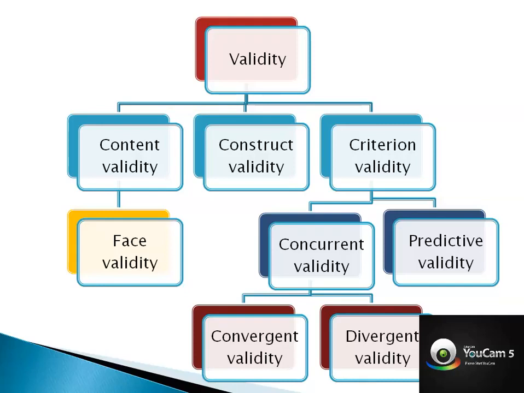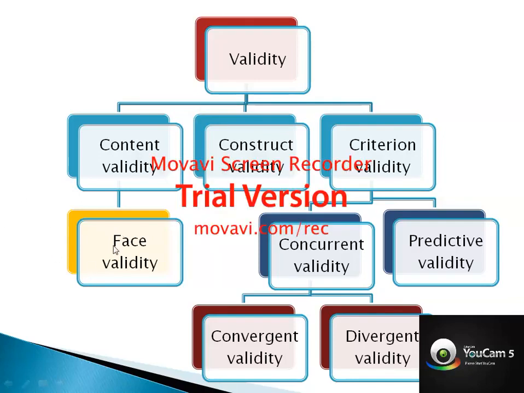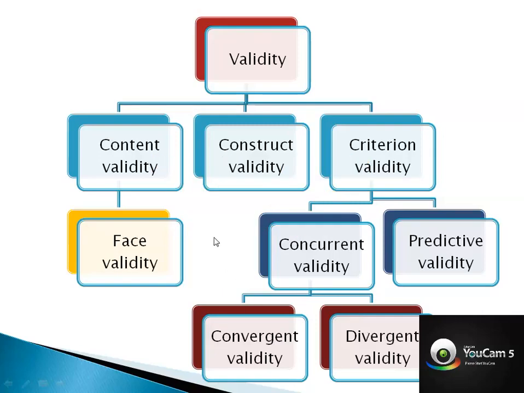So it is of three types: content, construct and criterion validity. Content validity has a subtype, face validity. Construct validity. And criterion validity is of two types: concurrent and predictive, and the concurrent validity is of two types: convergent and divergent validity.